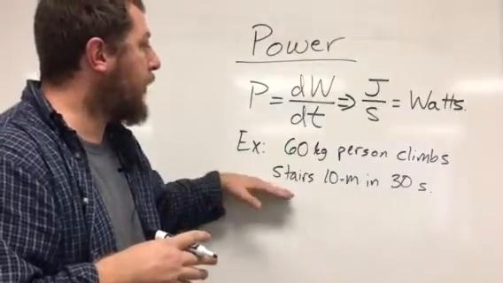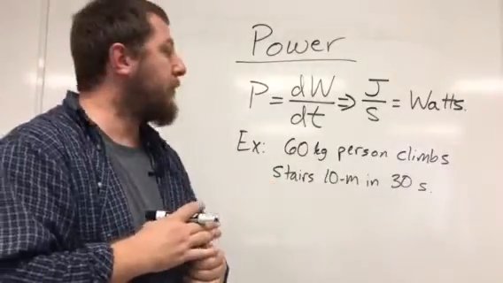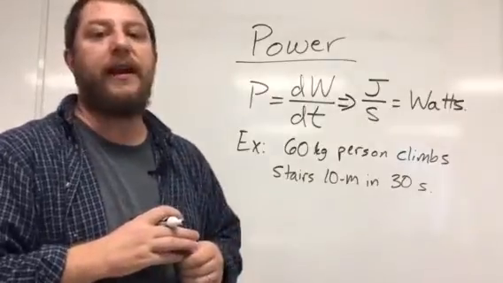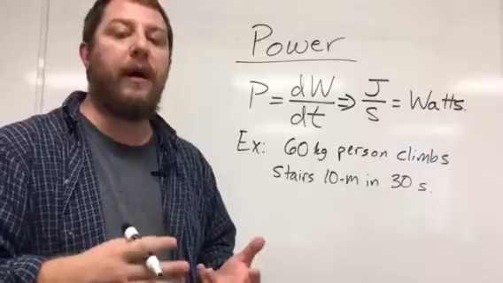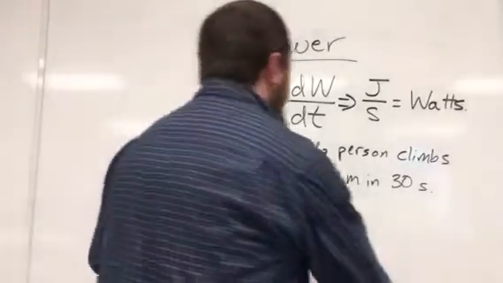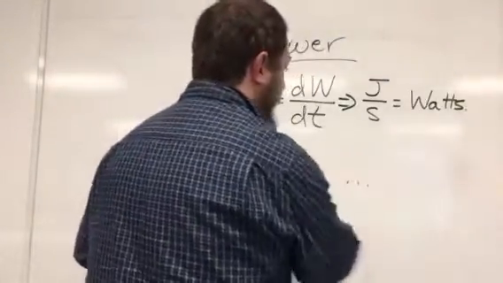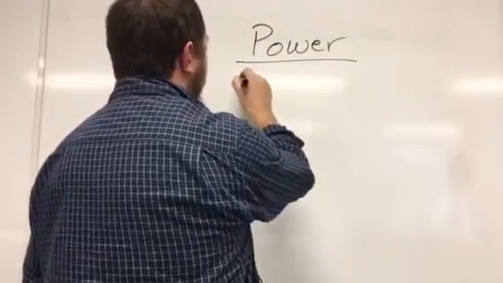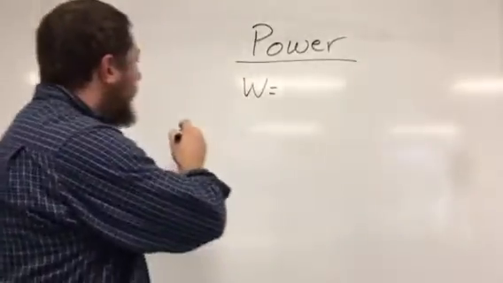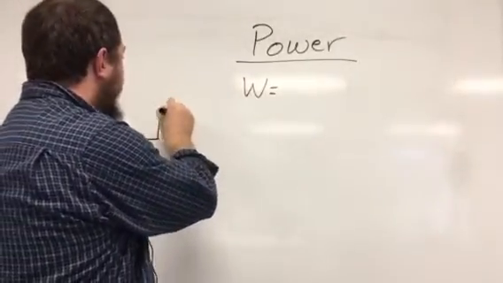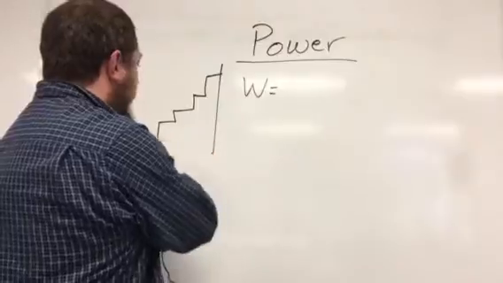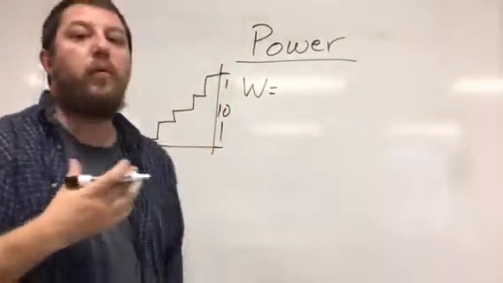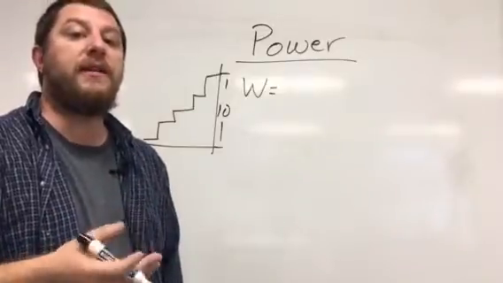So for example, let's say a 60 kilogram person climbs a flight of stairs that's 10 meters tall, and they do it in 30 seconds. I want to calculate what the power output of this individual is. We're going to assume that they climb at a constant rate, and so I can calculate the work done by the person. If we draw the diagram, the staircase is going to be 10 meters tall. So what is the work done by the individual as they're climbing?